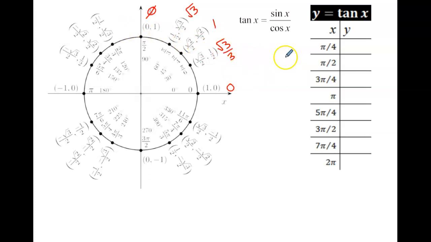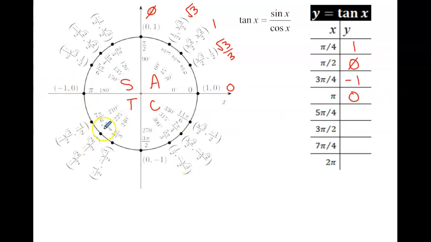So if we have a tangent of pi over 4, that's going to be a positive 1. Pi over 2 is undefined. Then 3 pi over 4, tangent, if you remember, all students take calculus, tangent is negative in quadrant 2, so that's going to be a negative 1. Then at pi, we are quadrantal along the negative x-axis. 0 divided by negative 1 is 0.